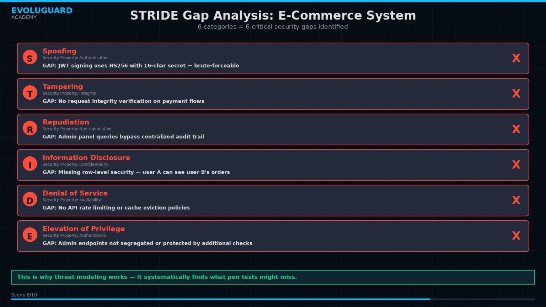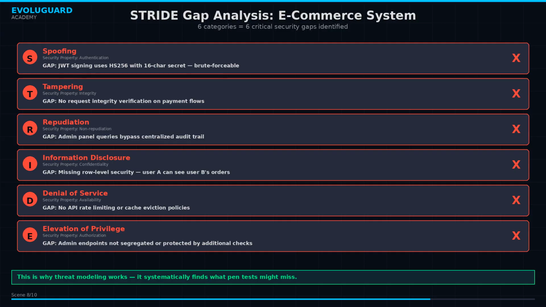Repudiation. Can a customer deny placing an order? Without comprehensive audit logging, yes. Gap identified. Admin panel queries bypass the centralized audit trail entirely. Information disclosure. Does the API leak other users' orders? Without proper authorization checks on list endpoints, an authenticated user can view every order in the system. Gap identified. Missing row-level security on database queries. Denial of service. Can an attacker exhaust the Redis cache or flood the API? Without rate limiting, absolutely. Gap identified. No API rate limiting or cache eviction policies.